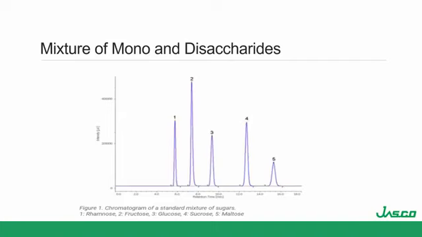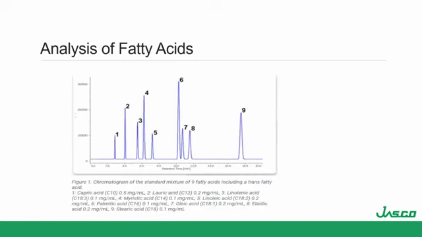Here's a mixture of mono and disaccharides. So here you see rhamnose, fructose, glucose, sucrose, and maltose. I would say sugars are a very popular application for this and RI detection, and usually one or the other detector is used for that type of analysis. Here's analysis of fatty acids. So you can see the 9 fatty acids listed at the bottom here, all well resolved.